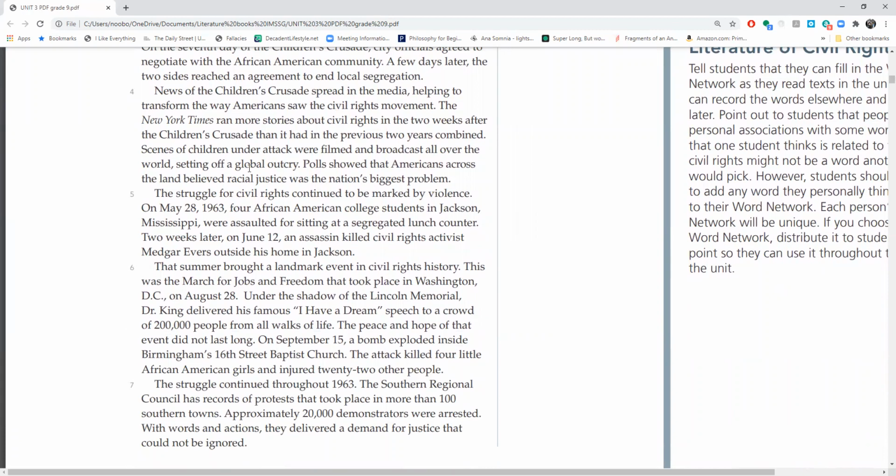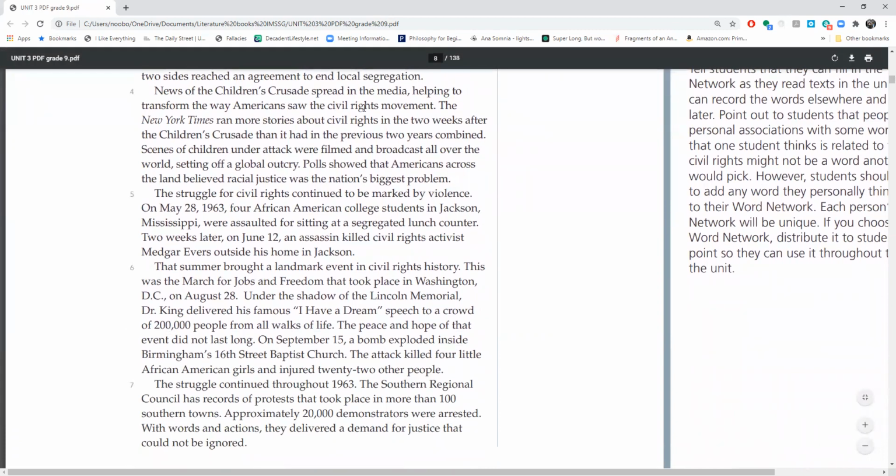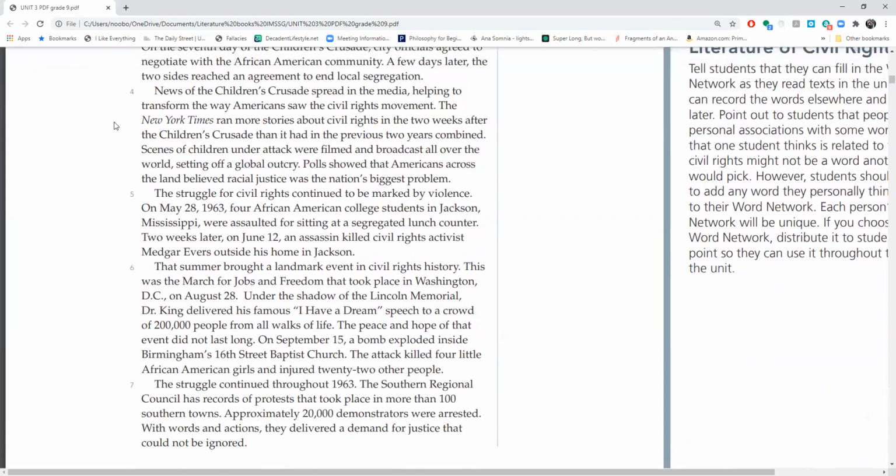News of the Children's Crusade spread in the media, helping to transform the way Americans saw the civil rights movement. The New York Times ran more stories about civil rights in the 2 weeks after the Children's Crusade than it had in the previous 2 years combined. Scenes of children under attack were filmed and broadcast all over the world, setting off a global outcry. Polls showed that Americans across the land believed racial justice was the nation's biggest problem.